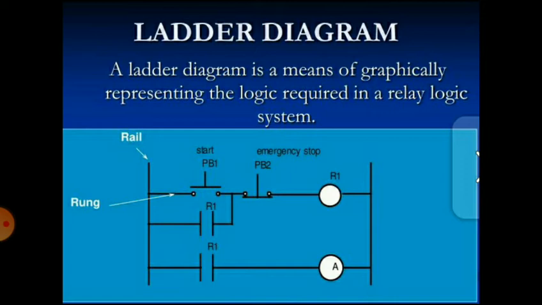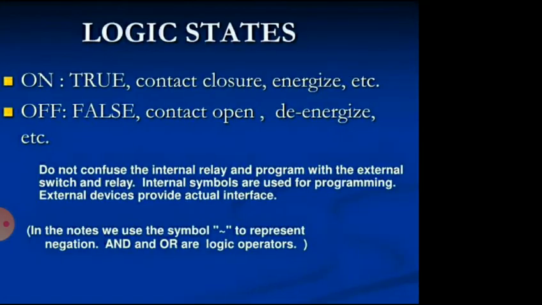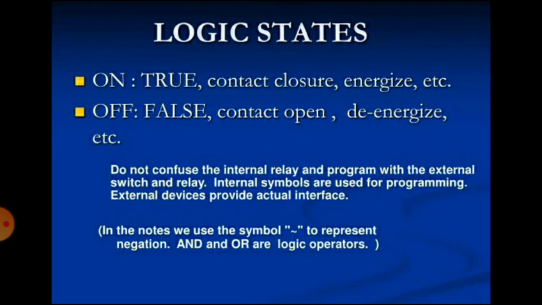Now we will see some key features of the ladder diagram. First is a contact, called start, might be representing the on and off states of a switch, which initiates the ladder rung to operate an output device. You can see the two states, that is on and off. On means it is true, that is contact closed or energized, etc. The other state is off, which means it is false, contact open and de-energized, etc.